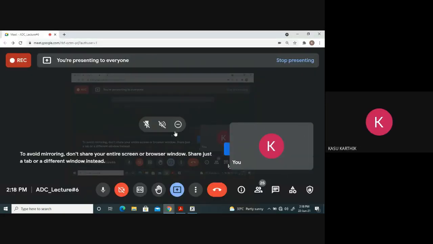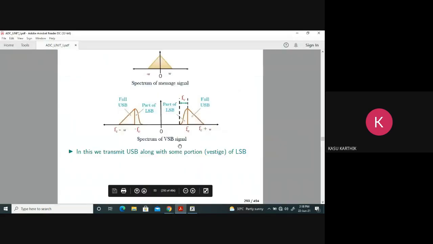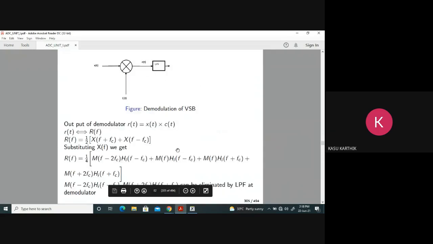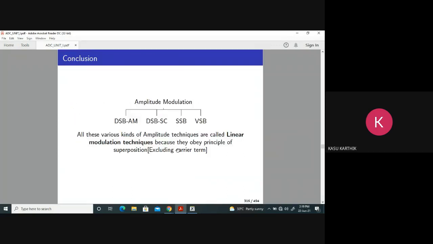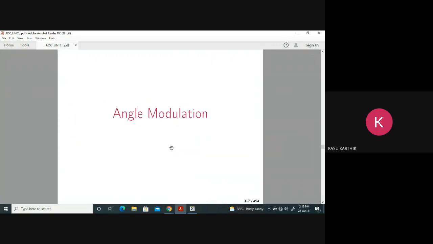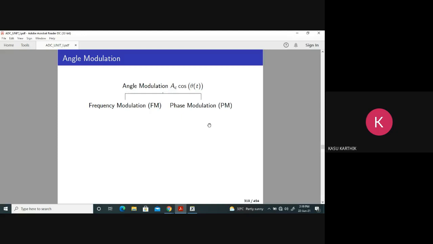Right. Okay, sir. Anything else? Okay. Right. So let us move on to the next type of techniques, which is called angle modulation. Angle modulation is of 2 types. Either you can vary frequency or you can vary phase. If the frequency is varied, it is called FM. If the phase is varied, it is called PM. Frequency modulation, phase modulation.